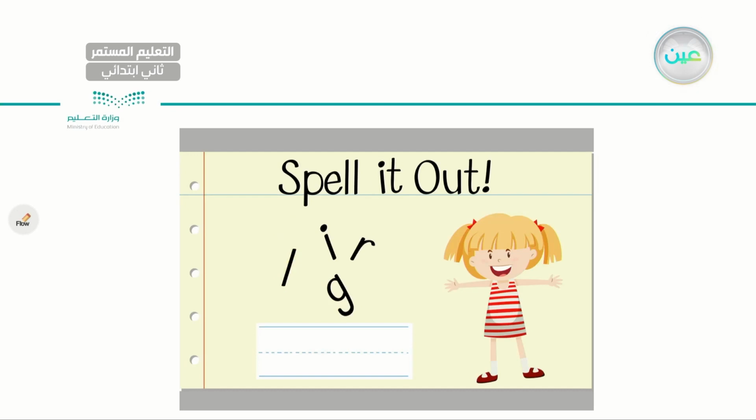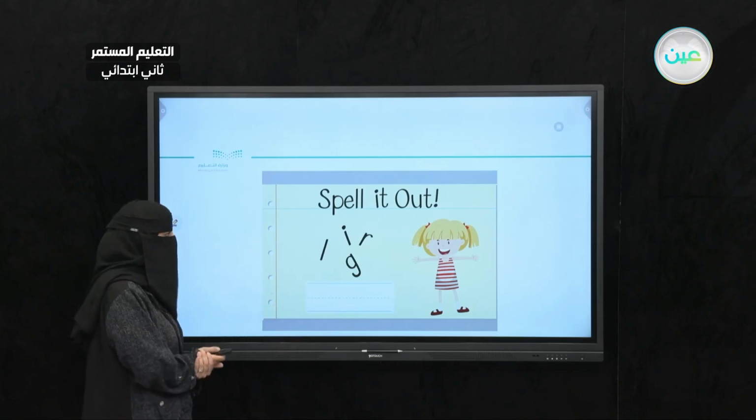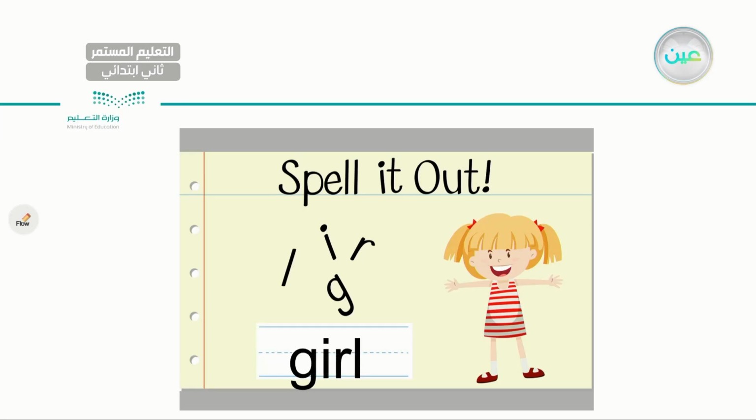I have L, I, R, G. I just spelled the letters for you. Okay? Out of these letters, let's try to form a word. What do you think? I have a picture here. The word is girl. Very good. Girl. Let's try to spell it together. G, I, R, L. Girl. Very good, my dear student.